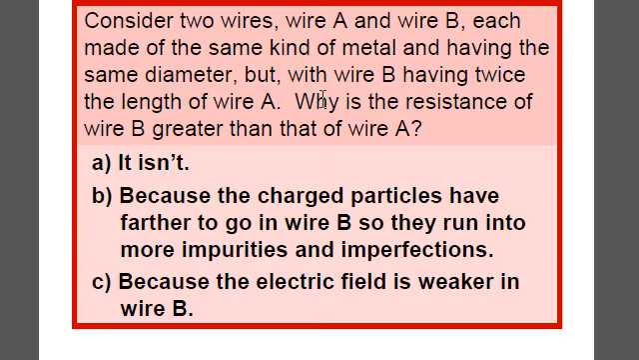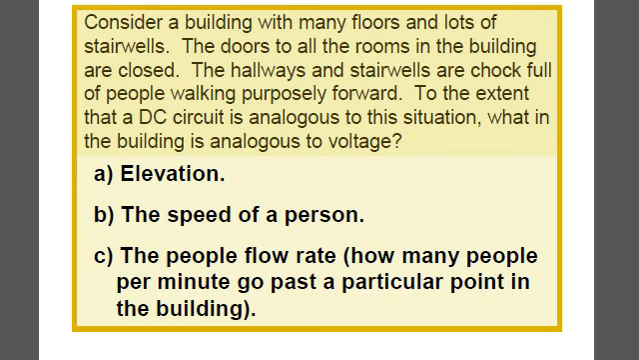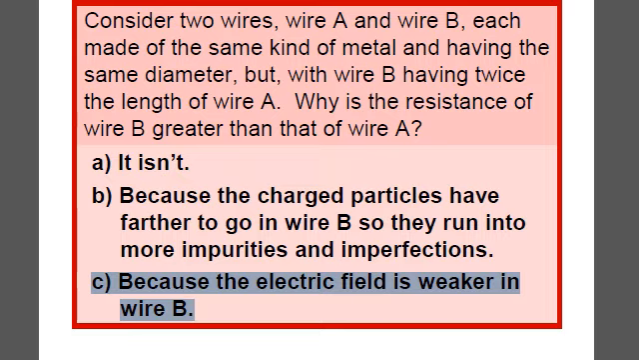So what do we got? Why is the resistance of wire B greater? It's because B has a smaller electric field. Let's see if we got that one. There we go. Because the electric field is weaker in wire B. Answer C. And then we're moving on to another topic. So that does it for this video on electric power and resistivity.